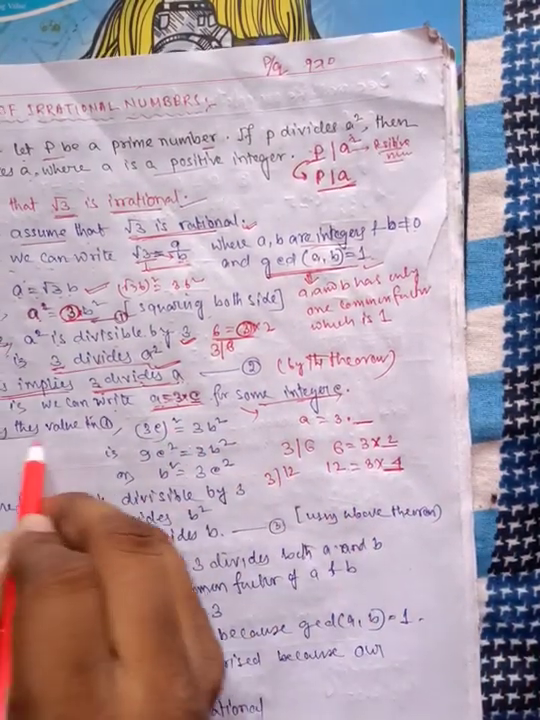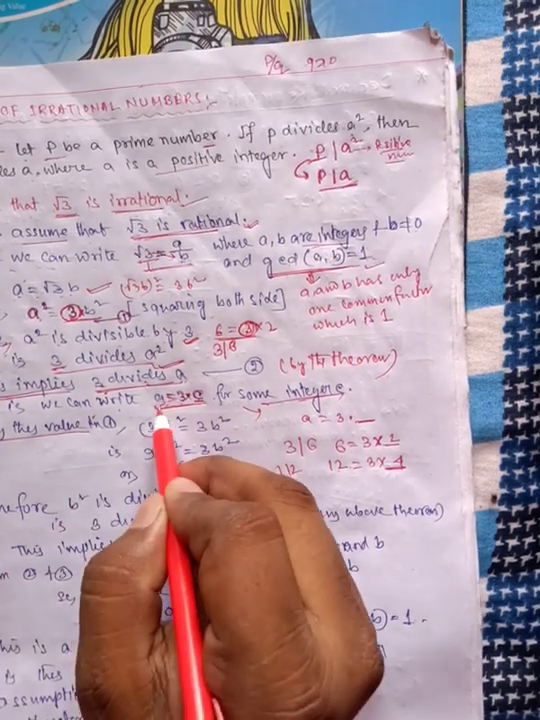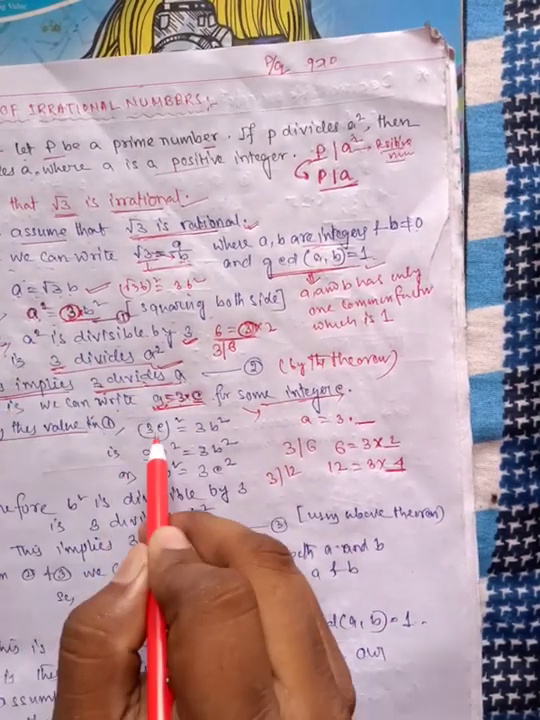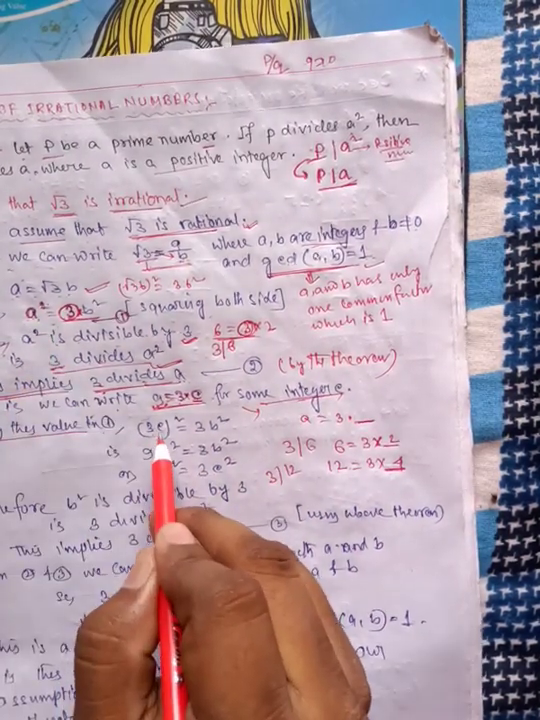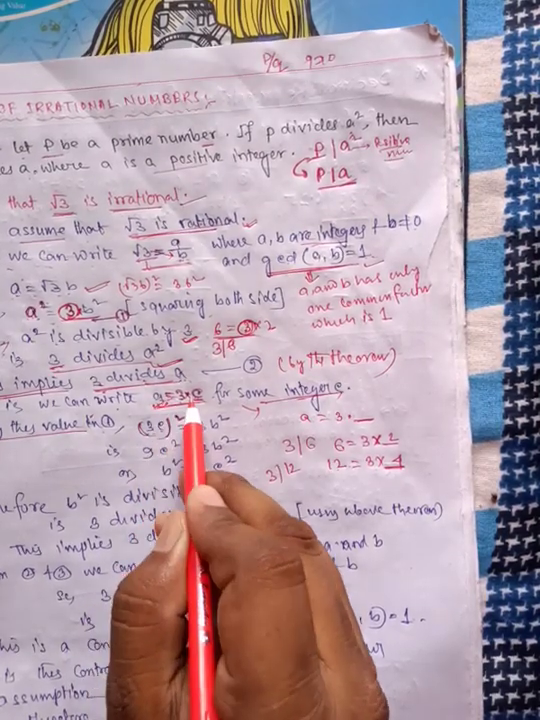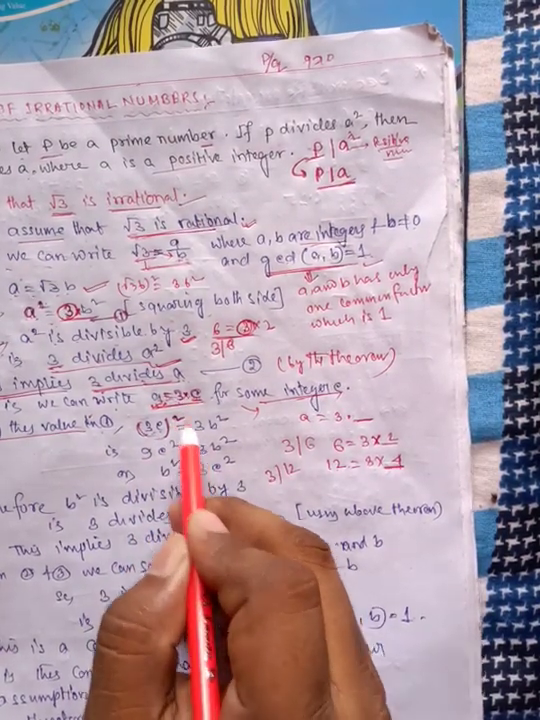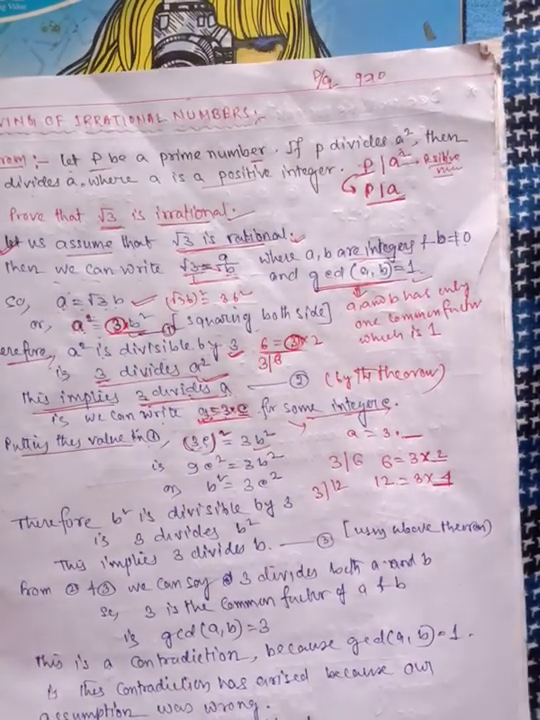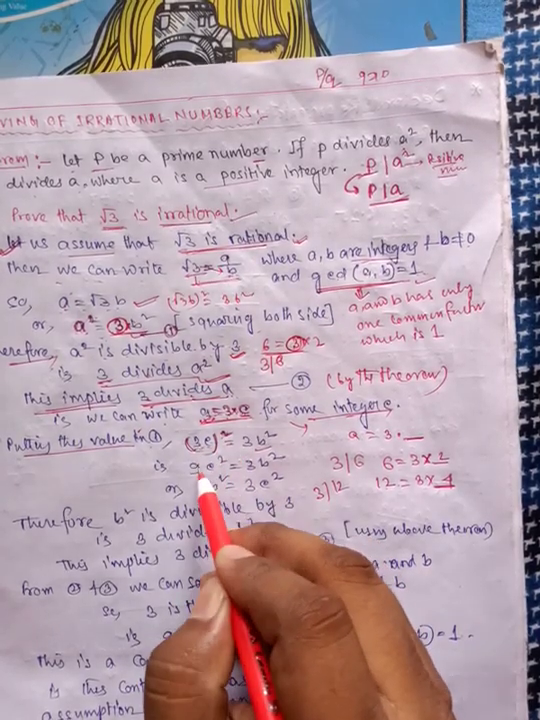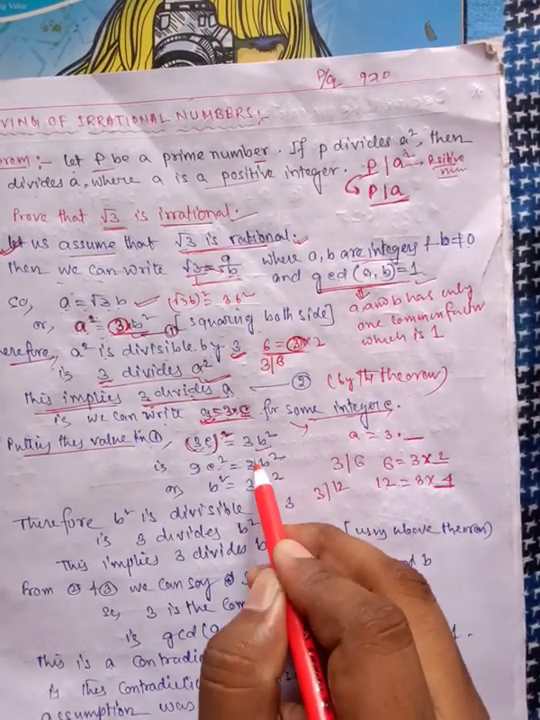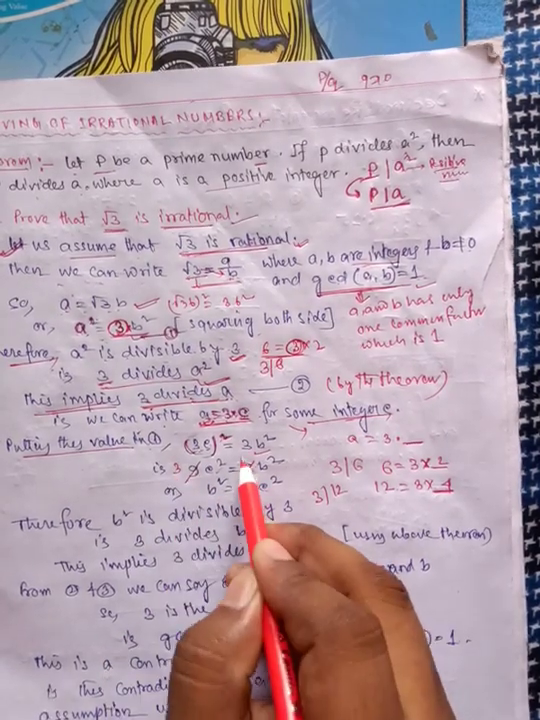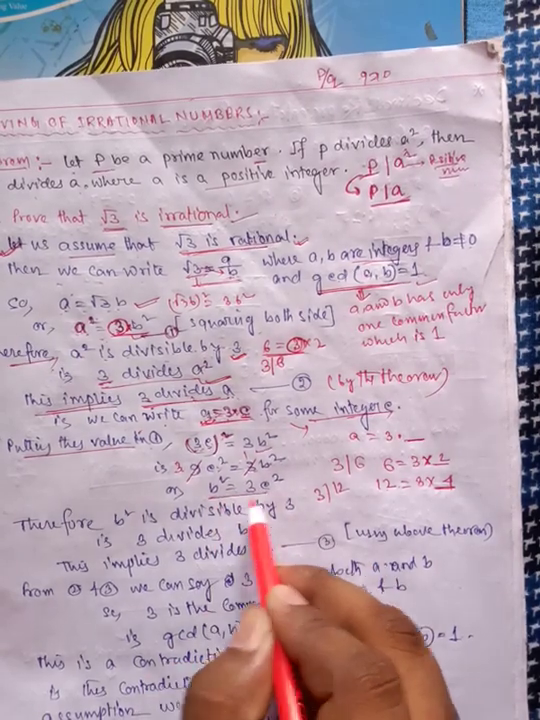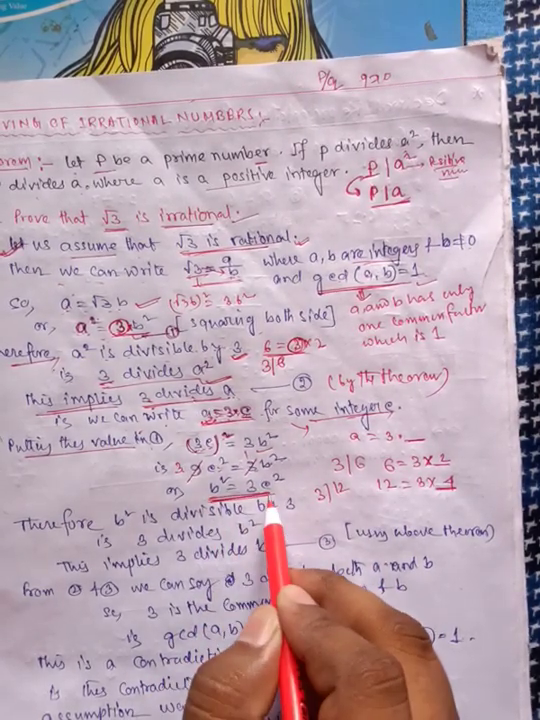Now I am putting this value of a in equation 1. So a is equal to 3c, and here it is a square, so (3c) square, equal to the right hand side 3b square. Squaring this, 3 square means 9, c square, equal to 3b square. Now cancel out a 3 from both sides, so 3c square equals b square. That is, b square equals 3c square.